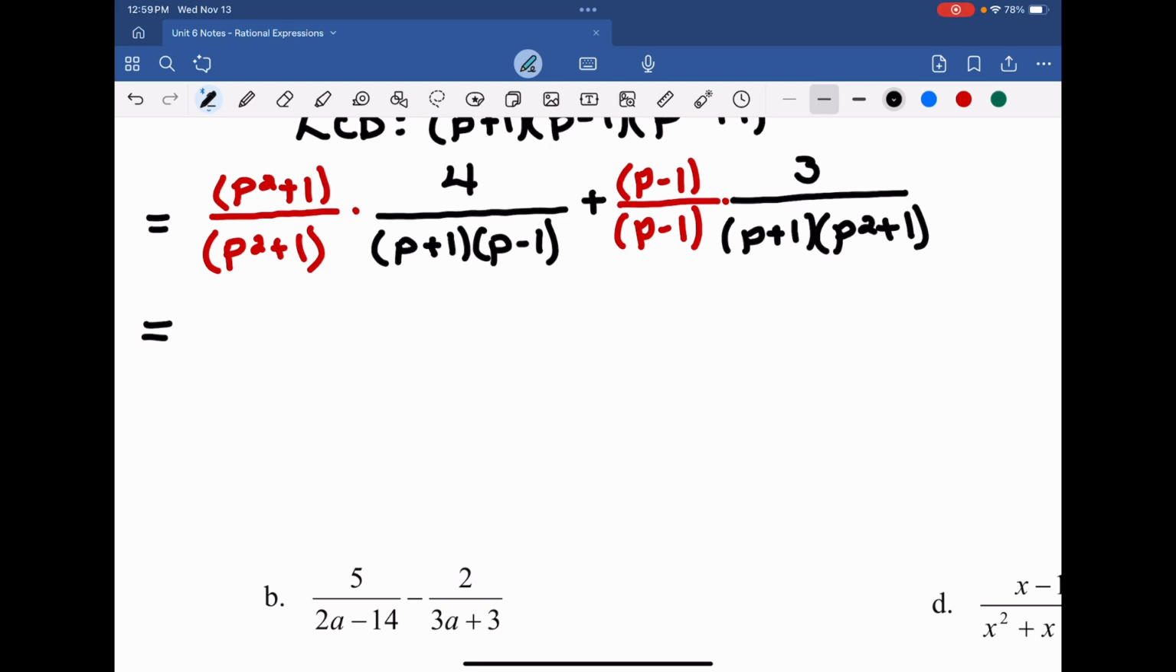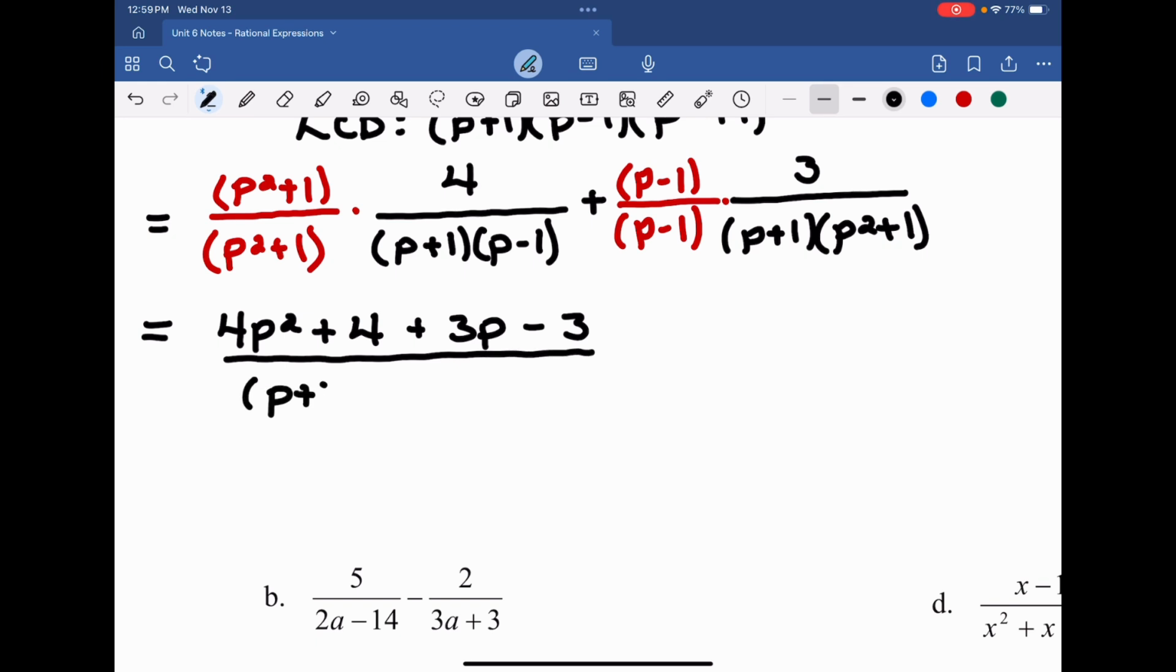This is going to be equal to, in the numerator of the first fraction, 4 times p squared, which is 4p squared, plus 1 times 4 is 4. And then we move to our second one, p times 3 is 3p. And then negative 1 times 3 is negative 3. Now we can divide this all by the common LCD. Our common LCD was p plus 1, p minus 1, and then finally p squared plus 1.